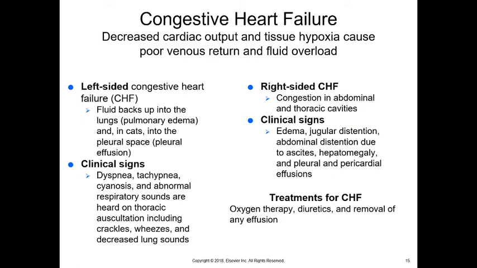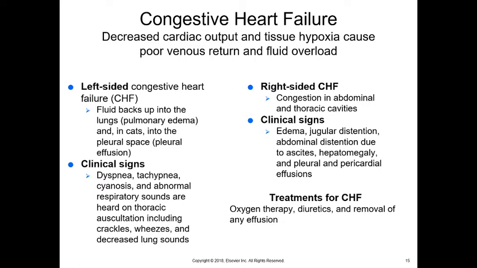With right-sided congestive heart failure, the blood is coming into the right side from the body. It's the venous return from the head, the jugular, and the abdomen. So we get congestion into the abdominal and thoracic cavities. We get edema, jugular distension, abdominal distension due to ascites. Ascites is fluid buildup in the abdomen. Hepatomegaly, so fluid will build up in the abdomen, but also into the liver itself. And then pleural and pericardial effusions as well.